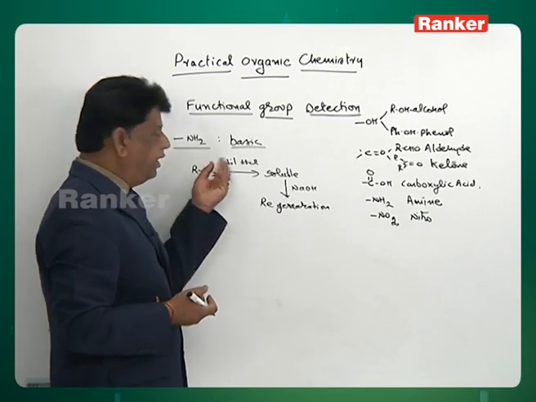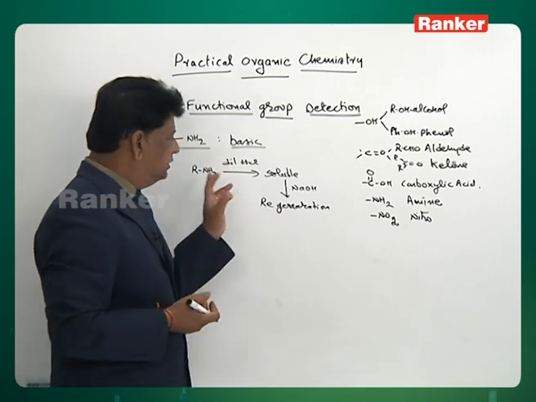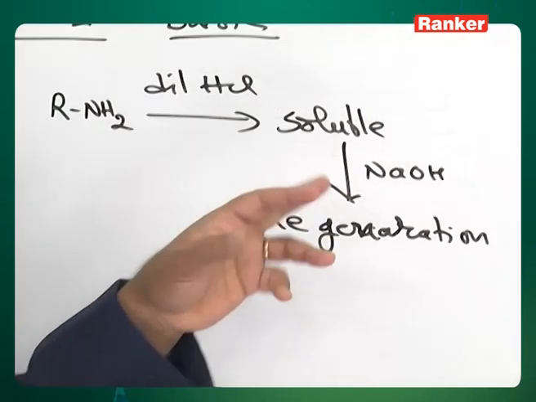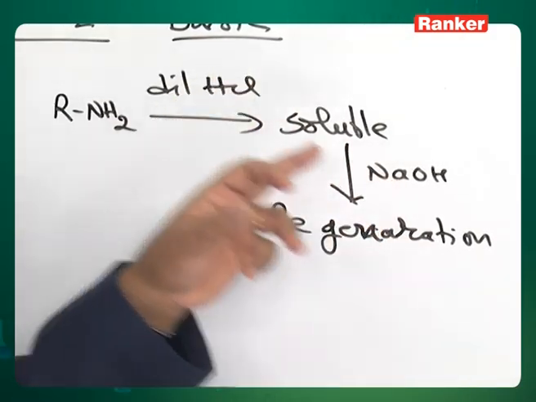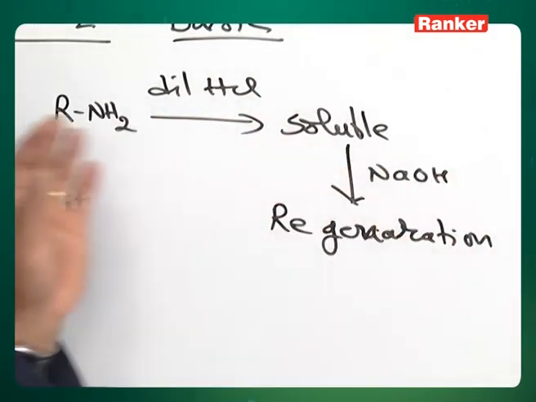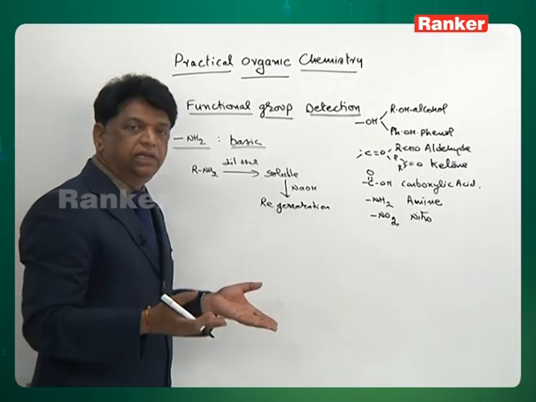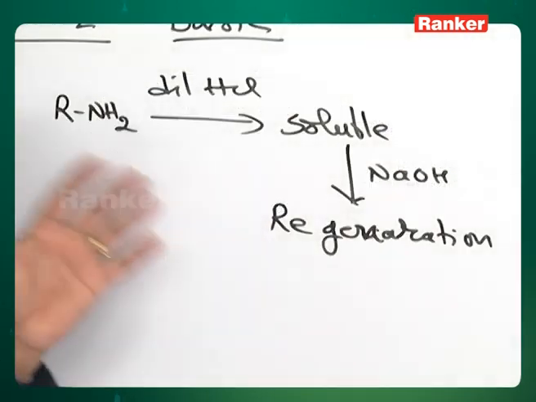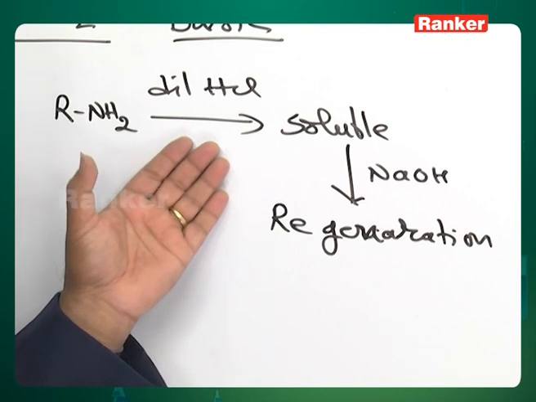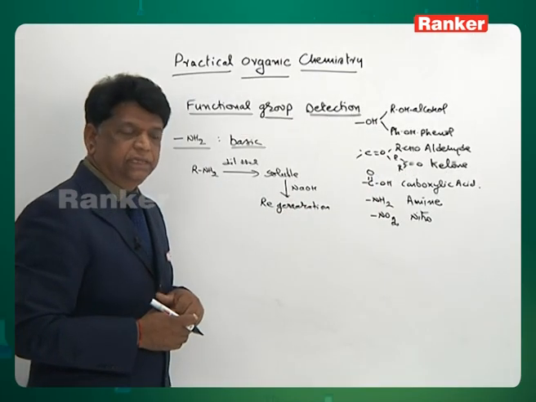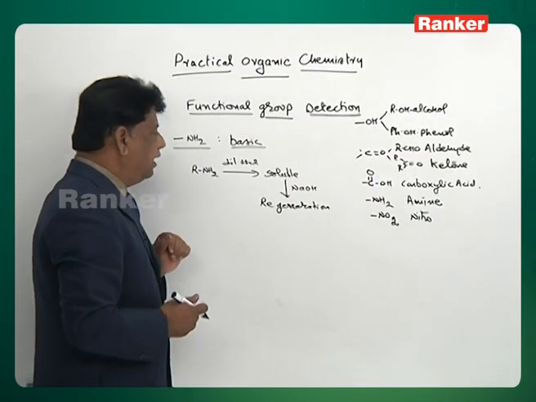Aniline, for example: if you add HCl, it gets dissolved, a single layer is formed. Add NaOH, it reacts with HCl, NaCl and water are formed, in which aniline is not soluble. Therefore, aniline is regenerated. So, solubility in HCl followed by regeneration with the base confirms the amine function.